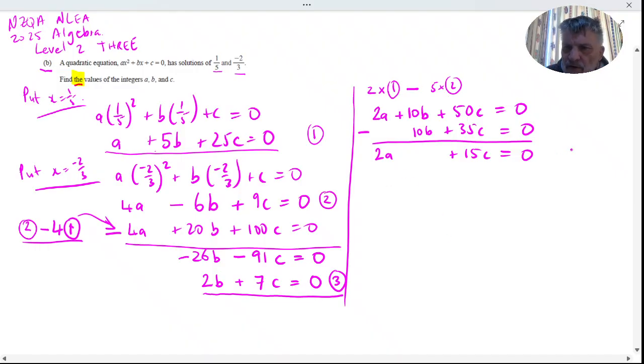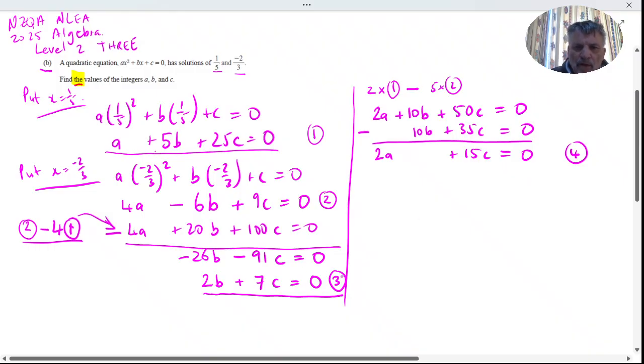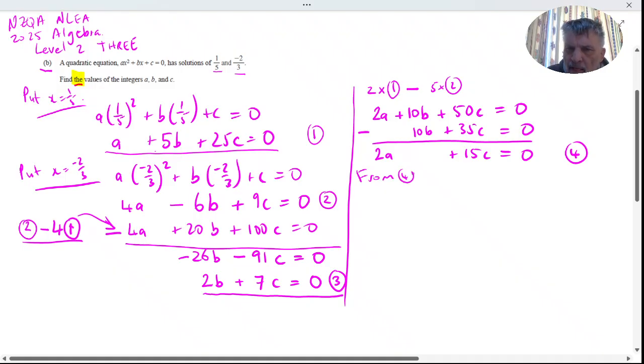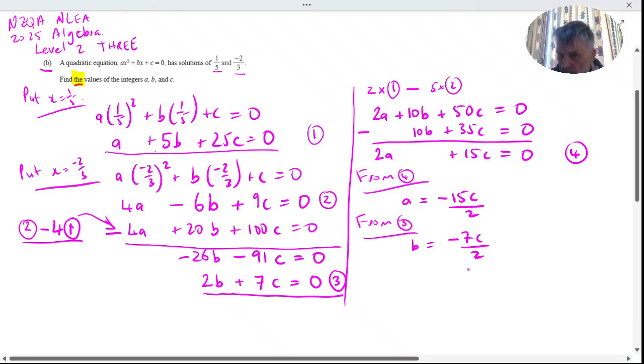So now equations 3 and 4 effectively tell us what a is and what b is in terms of c. So we can rearrange these. From 4, first, we can get a is equal to minus 15c divided by 2. And from 3, we can get b is equal to minus 7c divided by 2.